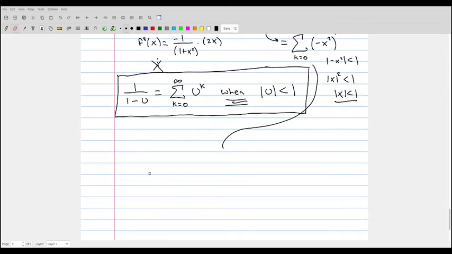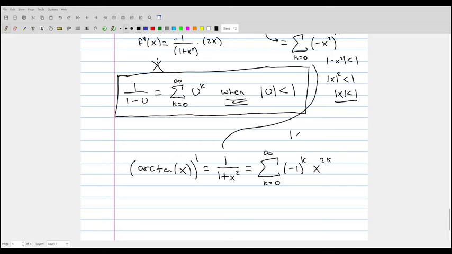So what we've shown is that the derivative of the arctangent function, which is 1 over 1 plus x squared, is in fact equal to the infinite series from k equals 0 to infinity of negative 1 to the k times x to the 2k, for all points where the absolute value of x is less than 1.